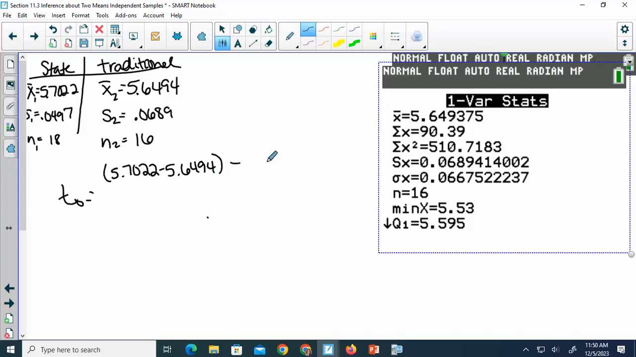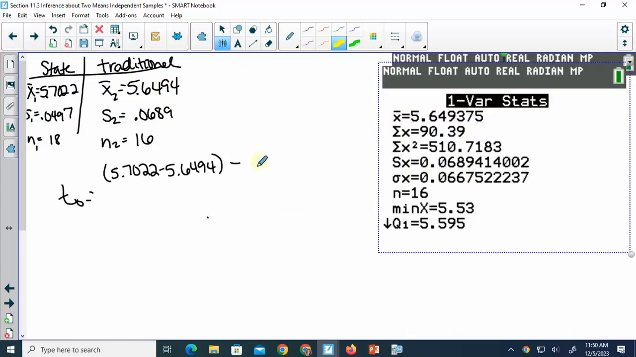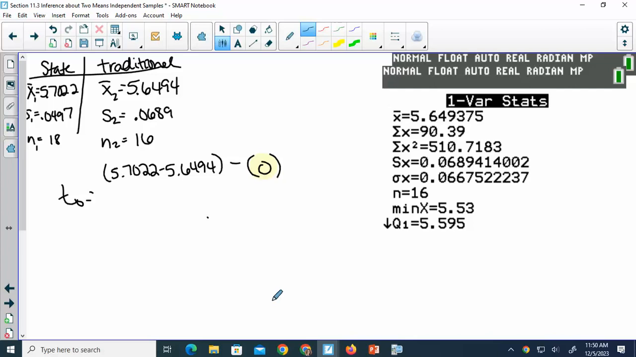Minus, okay, we have a problem. Mean of the first minus mean of the second. Did I tell you the mean of all state quarters and all traditional? No. But look at our null hypothesis. The null hypothesis is that those are equal. If they are equal, what do you get when you subtract them? 0. So because of my null hypothesis, they are the same, so in the formula when you subtract them, we would get 0.